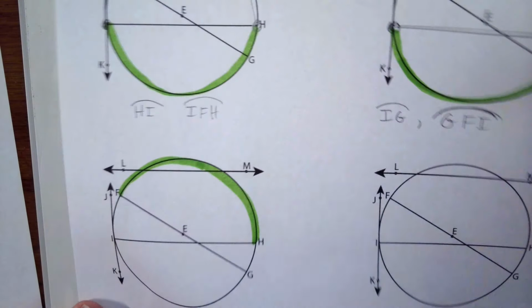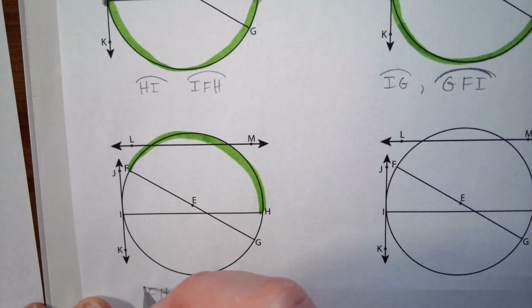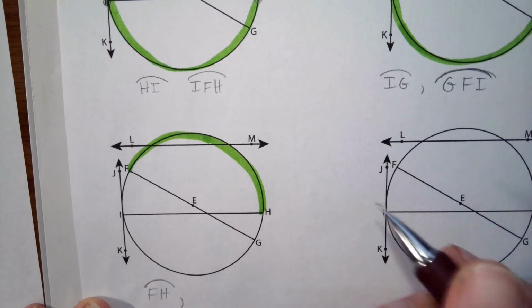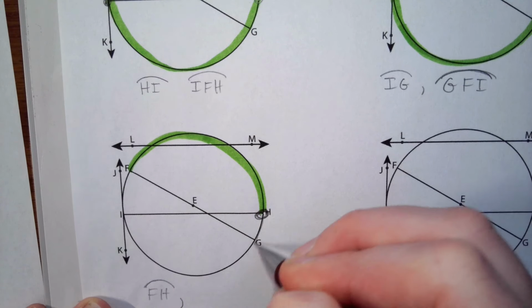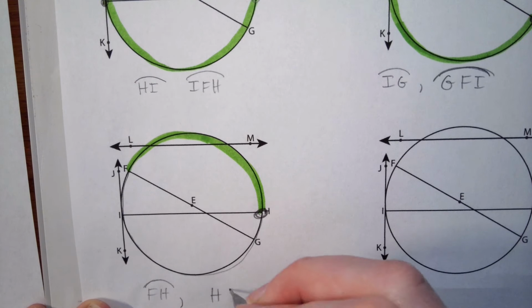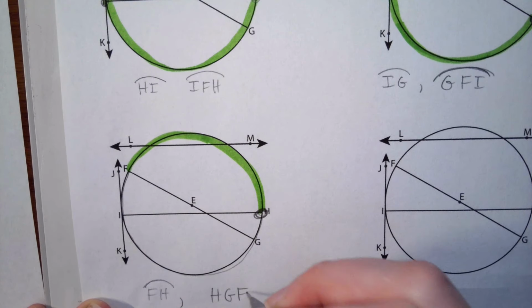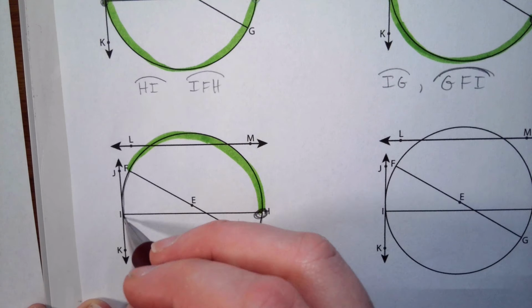I found one more minor arc on here. So we have FH, two-letter name, and then the major arc, a three-letter name. So let's start with H, and I'm going to work my way all the way around the circle using three letters. So we have H, G, and F. Okay, would be the major arc. And once again, I could have called it HIF as well.